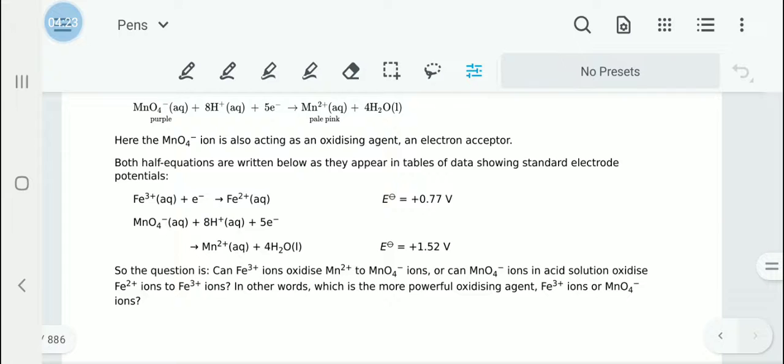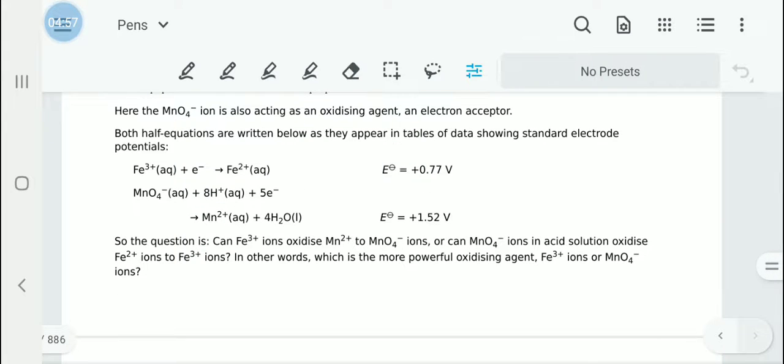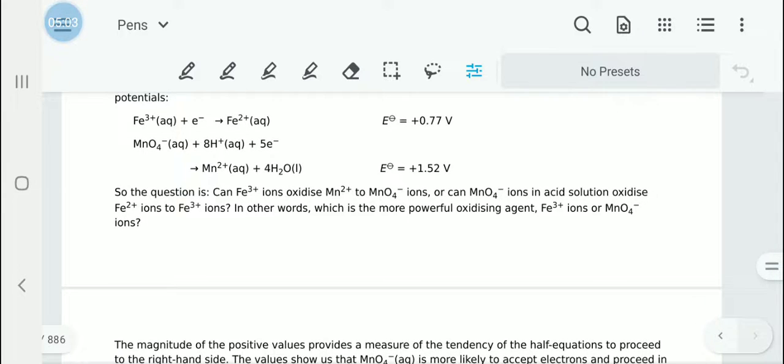Now Fe3+ will have 0.77 and MnO4- to Mn2+ would have 1.52. There is a clear difference between them. So here what we need to figure out is whether Fe3+ ions can oxidize Mn2+ to MnO4-, or MnO4- can oxidize Fe2+ into Fe3+. That means, what is going to be the most powerful oxidizing agent? Is it Fe3+ or MnO4- ions?